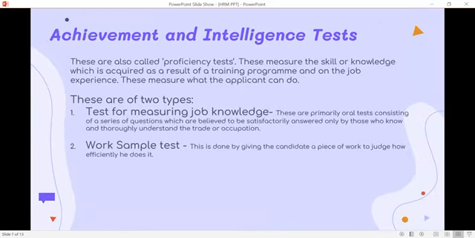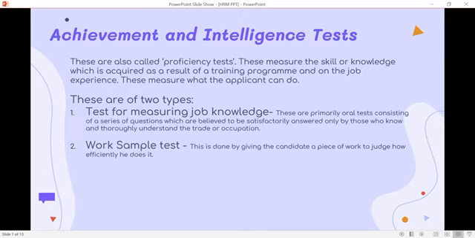Now, what is achievement and intelligence test? These are also called proficiency tests. These measure the skill or knowledge which is acquired as a result of a training program and on the job experience. These measure what the applicant can do. These are of two types. The first one is test for measuring job knowledge, and the second one is work sample test.